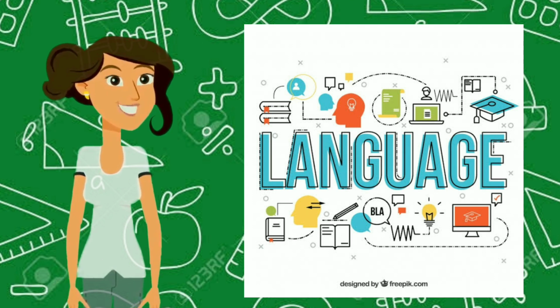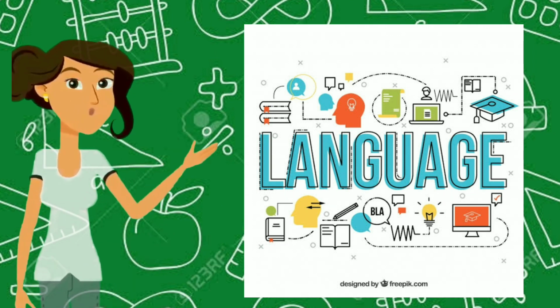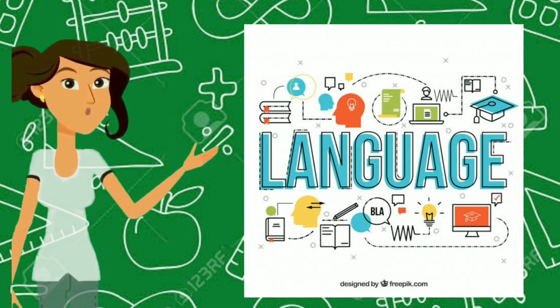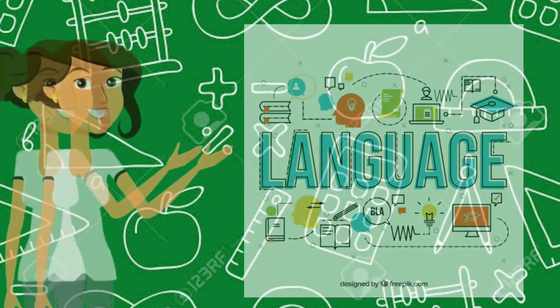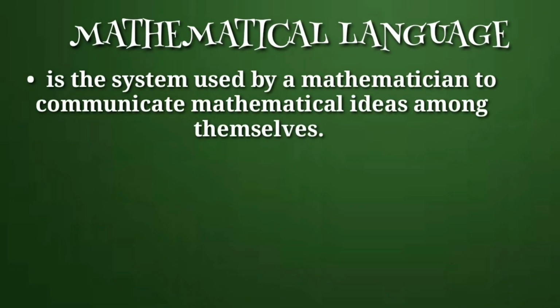Mathematics has its own language, which makes it easy to express its thoughts. We use math in our everyday life, for example, budgeting your allowance for a week and to determine time. So what is mathematical language? Mathematical language is the system used by mathematicians to communicate mathematical ideas among themselves.